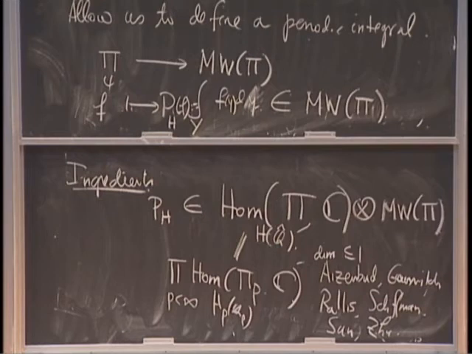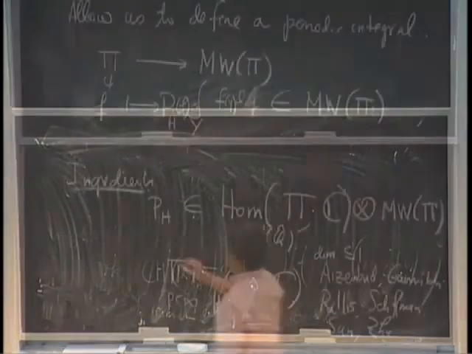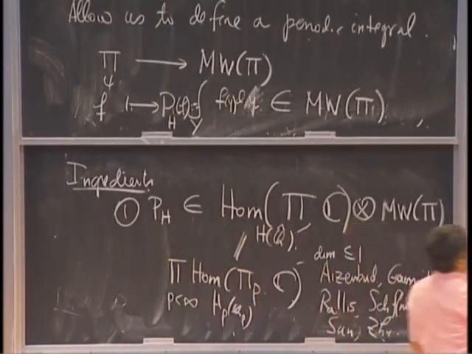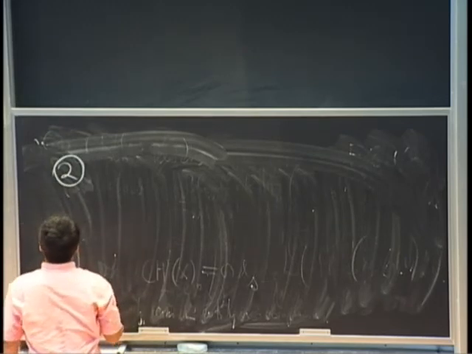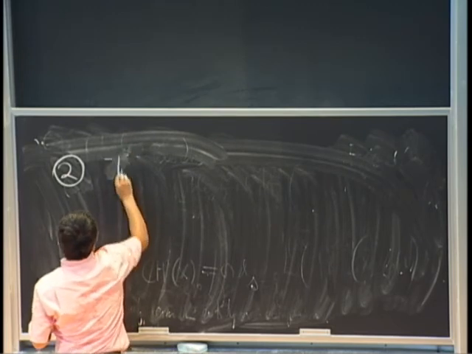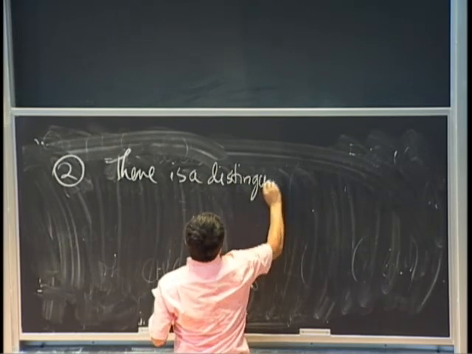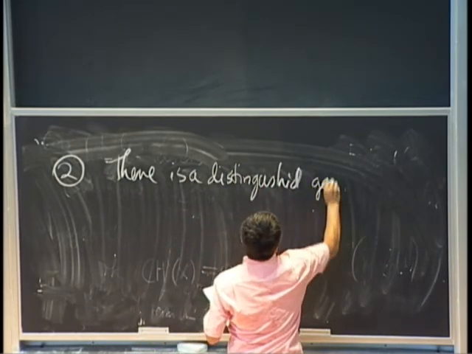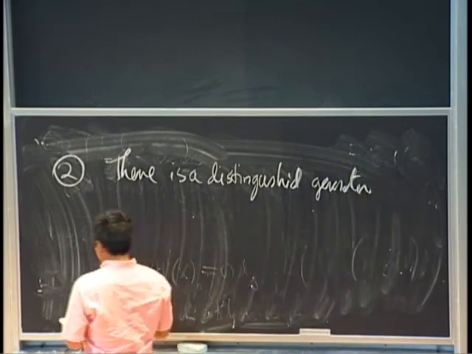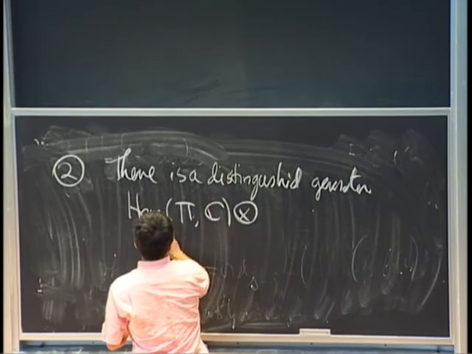The second ingredient is about finding a generator there. So there is the second ingredient. The second ingredient is a generator. Distinguished generator of the two space tensor this H here.